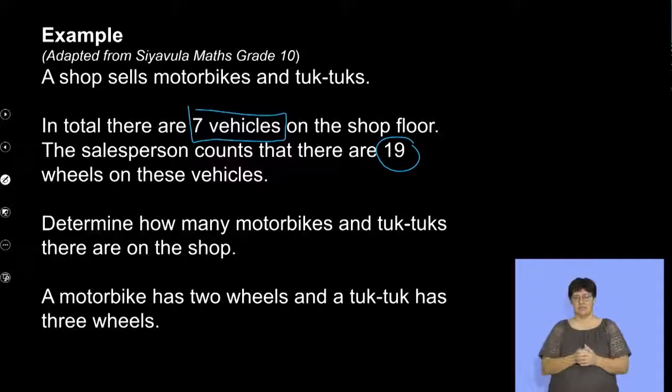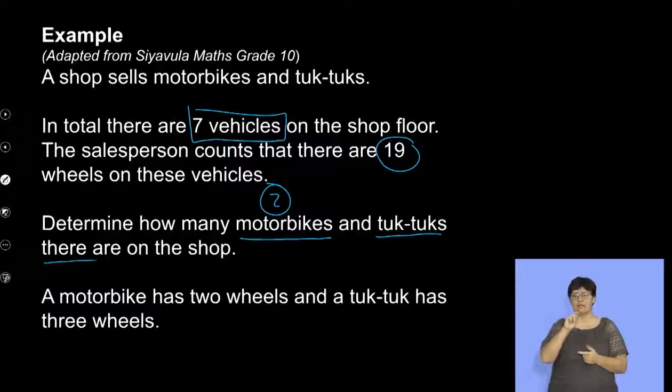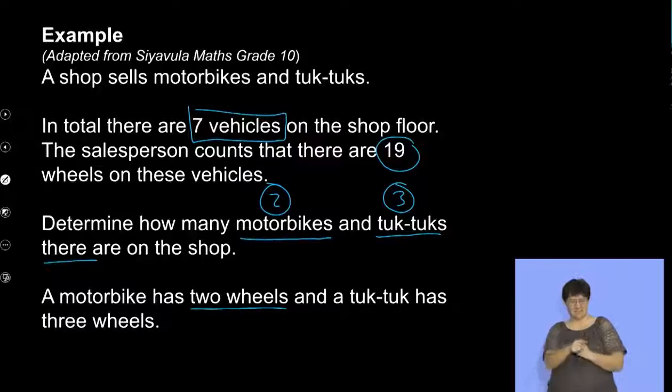Now you need to determine firstly how many motorbikes there are, remember motorbikes have 2 wheels, and how many tuk-tuks there are. And the tuk-tuks are normally those delivery vehicles that have 3 wheels, 2 at the back and 1 in front. And then a motorbike has 2 wheels. I'm just giving you an additional statement there.